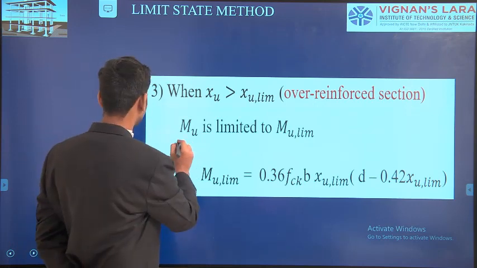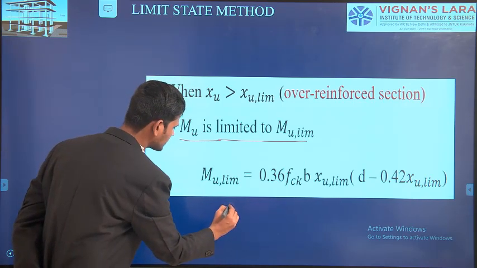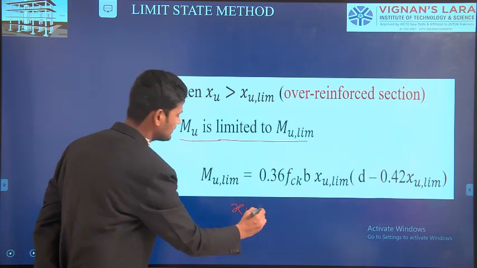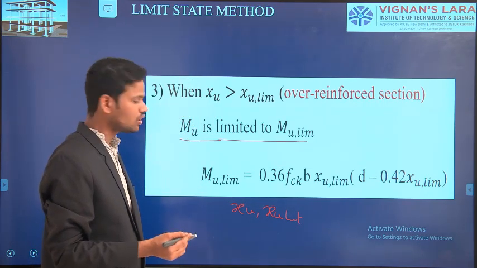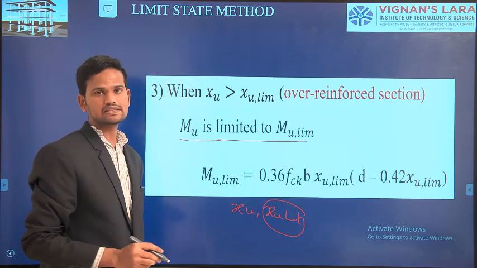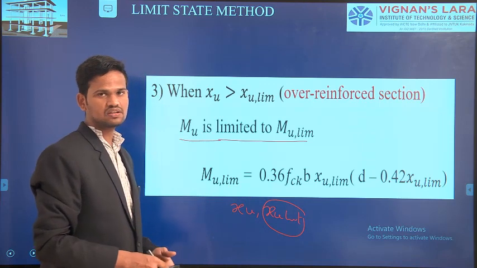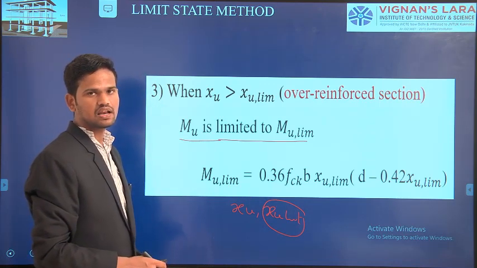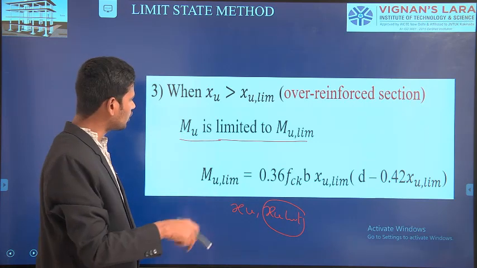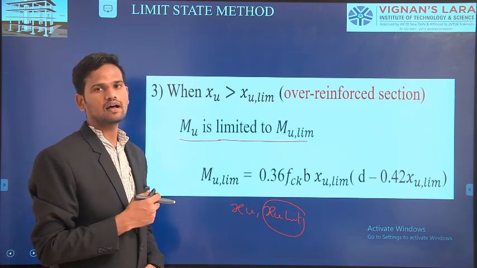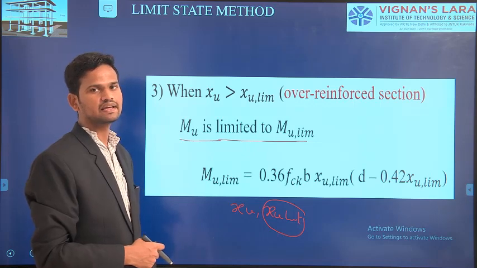And if you see here, MU is limited to MU limit. That means for an over reinforced section, we are calculating the actual depth of the neutral axis as well as the limiting depth of the neutral axis. For an over reinforced section also, we have to substitute the value of XU limit. We won't design over reinforced sections, but we have to substitute this XU limit for the limiting depth of the neutral axis when the section is over reinforced. Up to now, these are the concepts based on the limiting depth as well as the actual depth, and how we calculate the moment of resistance. Okay, thank you.